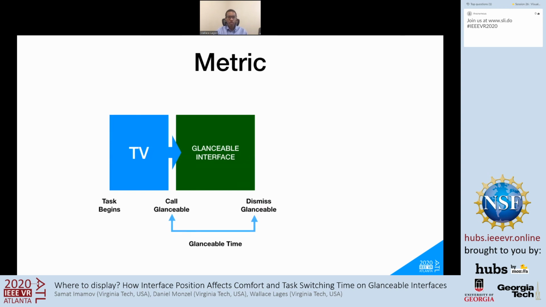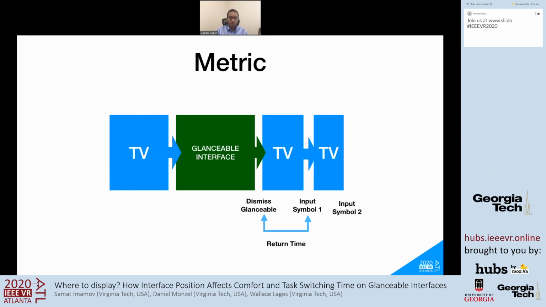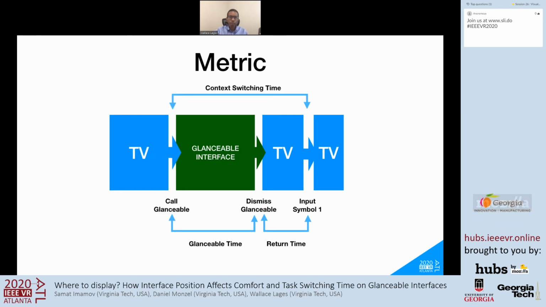There are 2 intervals that are important here. The first is the time the participants spend looking away from the glanceable interface after it's activated. This is the time between calling the interface and dismissing it. We call it the glanceable time. The second one is the time the participants take to get back to the task. This is the time between dismissing the interface and inputting the first symbol. We call it return time. The sum of the two times indicates how long the participant spent away from the main task. That is the context switching time. We also used a questionnaire and an interview to gather qualitative participant feedback.